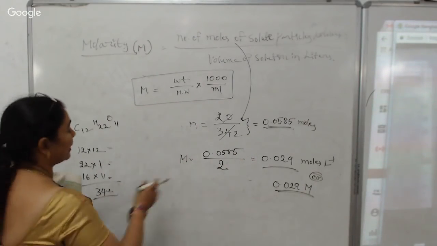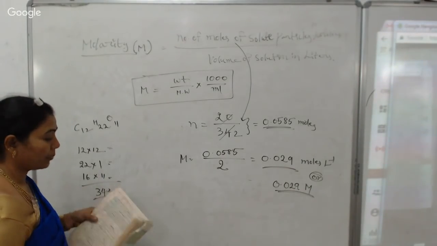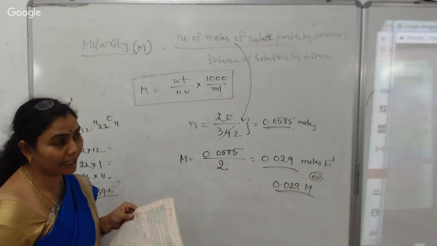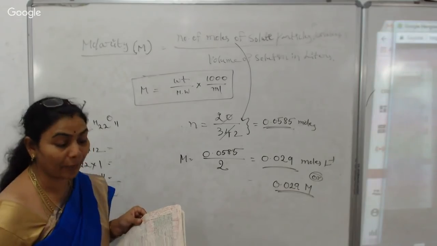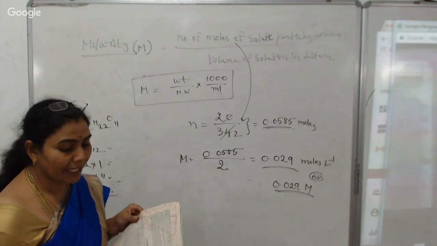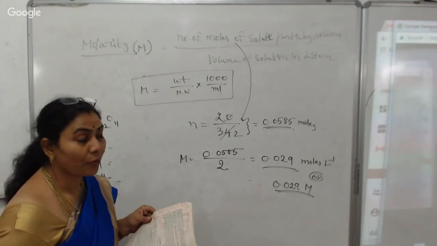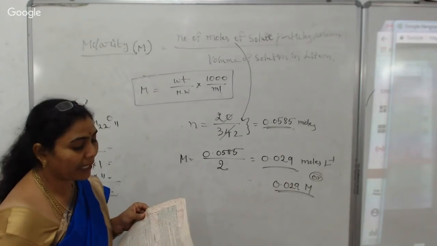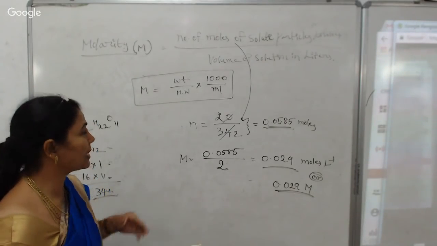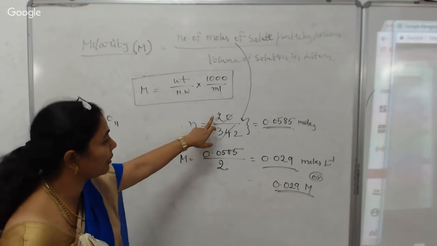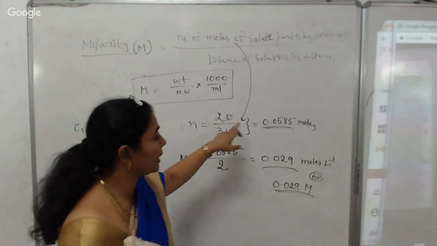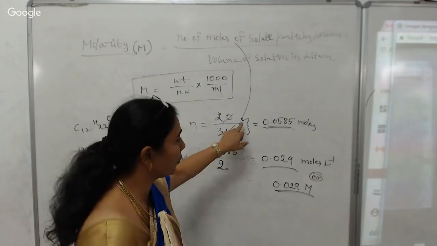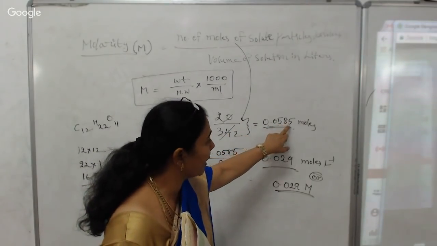Once again I will tell. See page number 23, problem number 1.11. What is the concentration of sugar in moles per liter? Wherever you get moles per liter, it is nothing but molarity, capital M. If 20 grams are dissolved, underline 20 grams, that is the weight dissolved in enough water to make a final volume up to 2 liters. Number of moles is weight by molecular weight of the compound. Weight is 20 grams and molecular weight of sugar is 342. If you calculate, you will get 0.0585 moles.